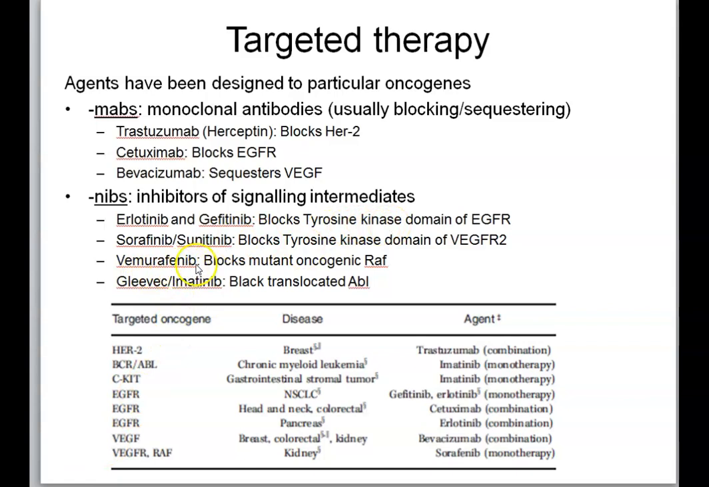Similarly, vemurafenib has the word RAF in it. It's a RAF inhibitor, and it's got the word NIB in it. It's a small molecule inhibitor, so this blocks the mutant oncogenic RAF. And I've already mentioned imatinib. Again, it's a NIB. It blocks translocated ABL in chronic myeloid leukemia.